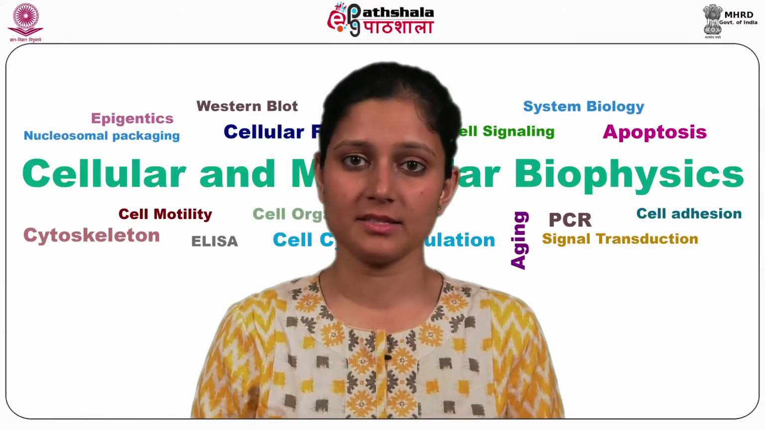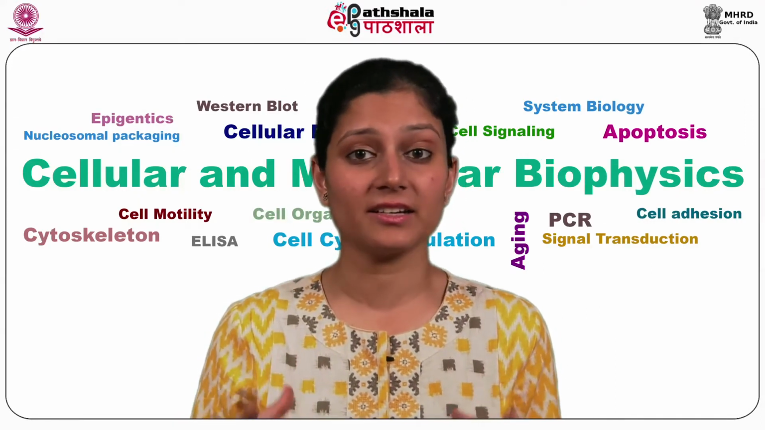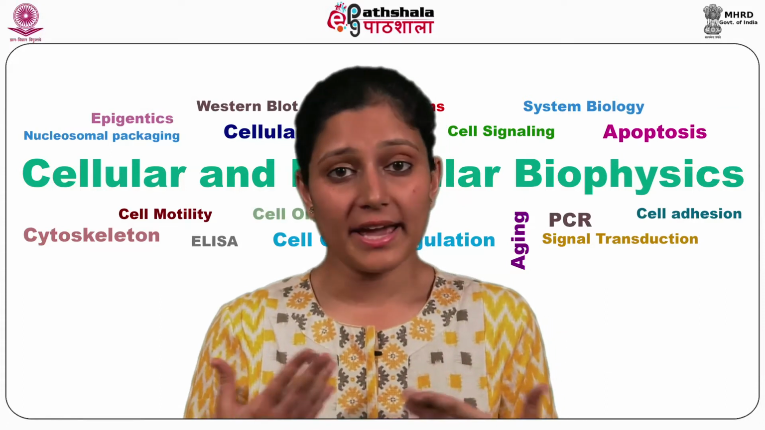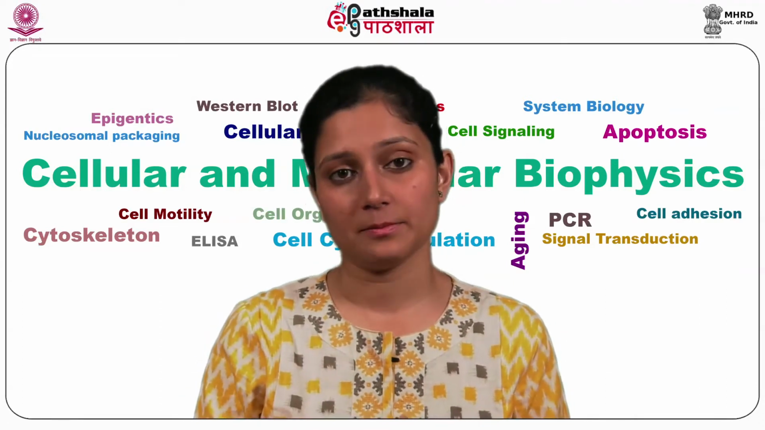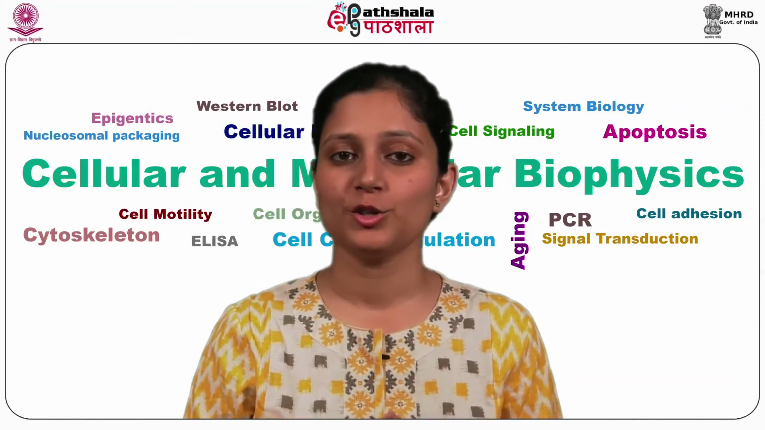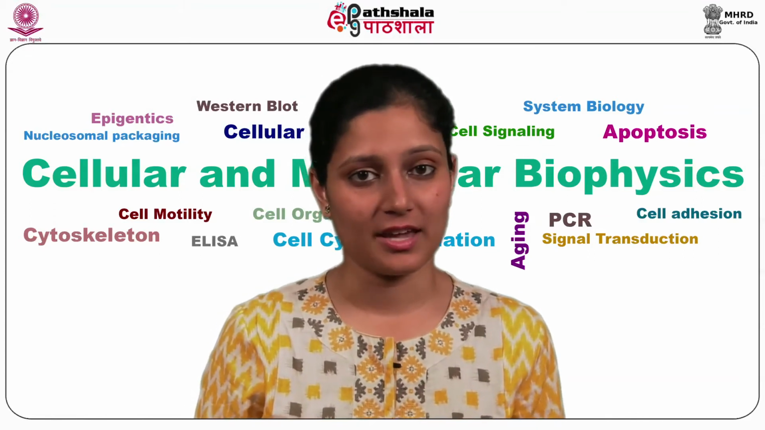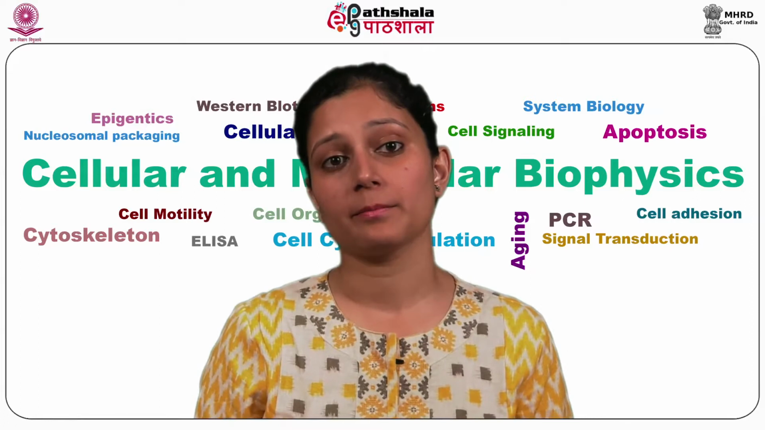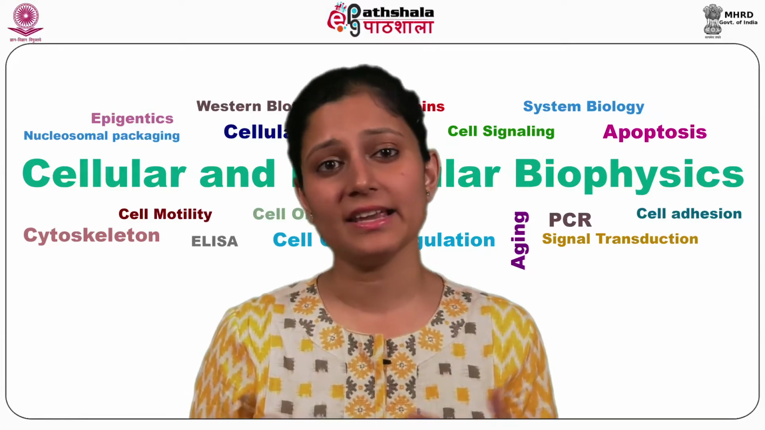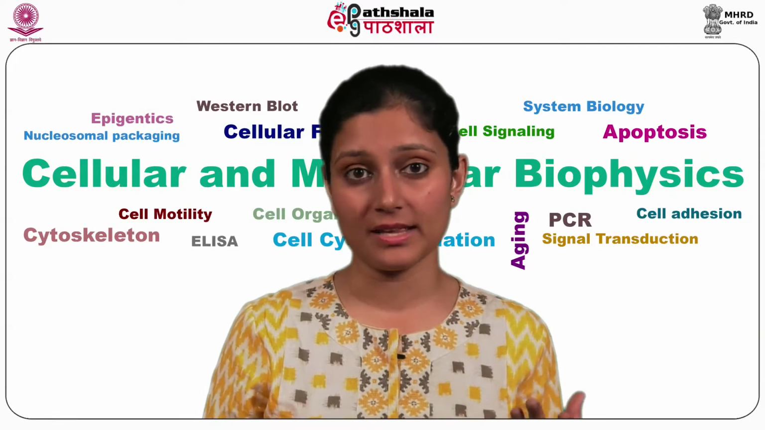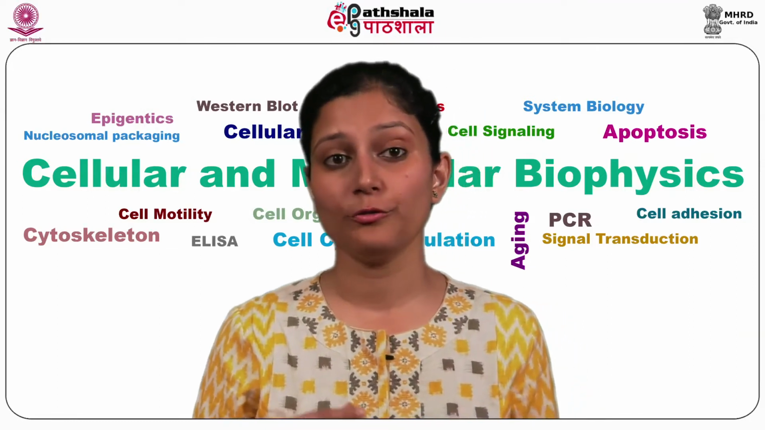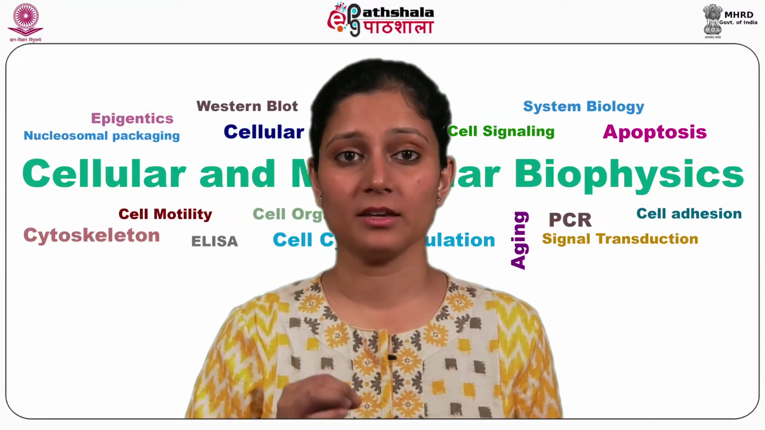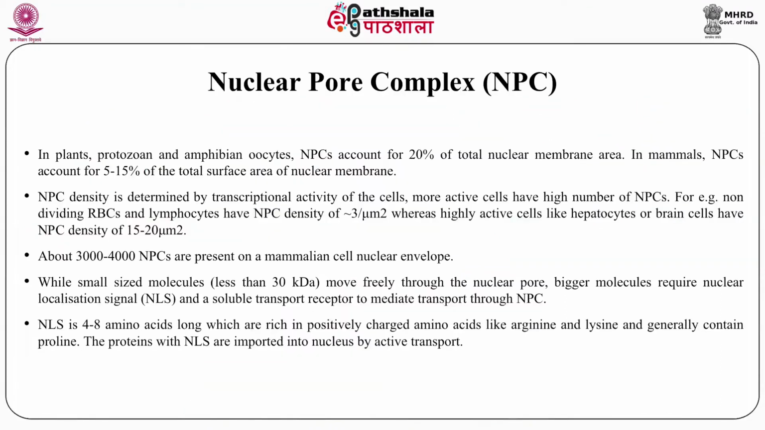This NPC density is determined by transcriptional activity of the cells. More active cells have high number of NPCs. For example, non-dividing RBCs and lymphocytes have nuclear pore density of 3 per micrometer square, whereas highly active cells like hepatocytes or brain cells have nuclear pore density of 15 to 20 per micrometer square. About 3000 to 4000 NPCs are present on a mammalian cell nuclear envelope.